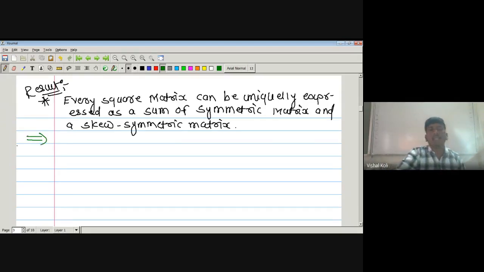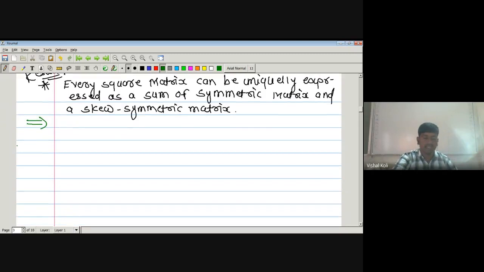Okay, so if we take any square matrix A, then it can be written as a sum of symmetric and skew symmetric matrix. That is what we have to show. Let A be any square matrix. Now we have to express this A as a sum of symmetric and skew symmetric matrix.